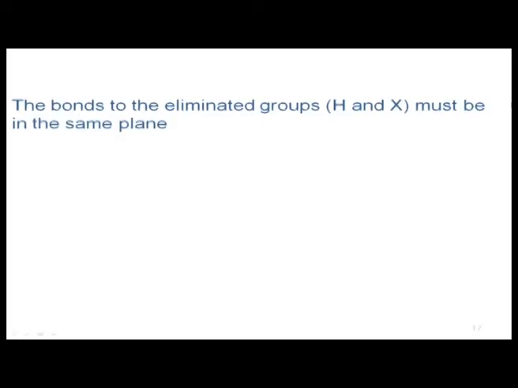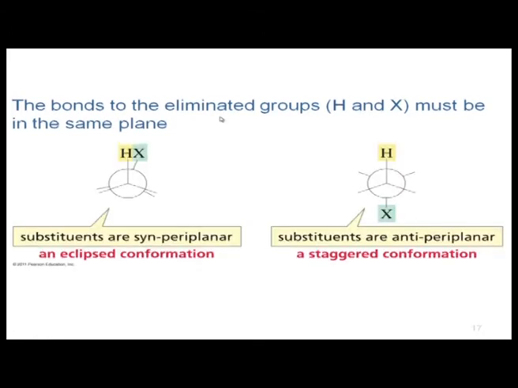Okay. Now, let us show this. The bonds to be eliminated, or the eliminated groups H and X must be in the same plane, that is number 1. Now, same plane means two types. One is this eclipsed conformation, H and X are syn to each other, or the other could be anti-periplanar. So, one could be syn periplanar, that means syn configuration as well as periplanar, and the other could be anti-periplanar. H and X are in the same planar system, but they are now anti, a staggered conformation. So, these two are possibilities.